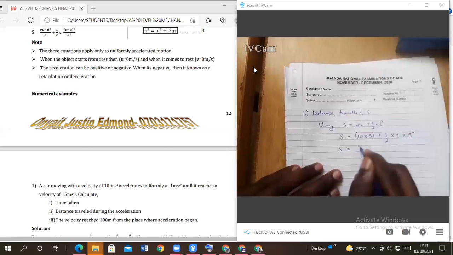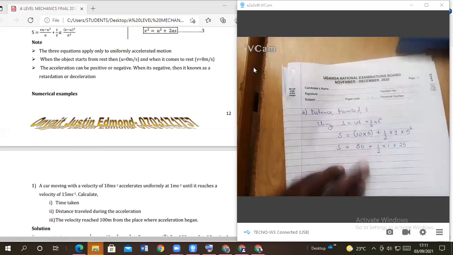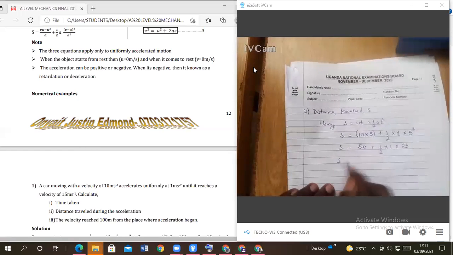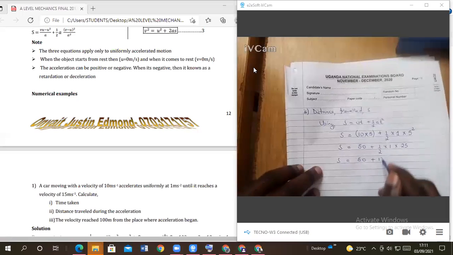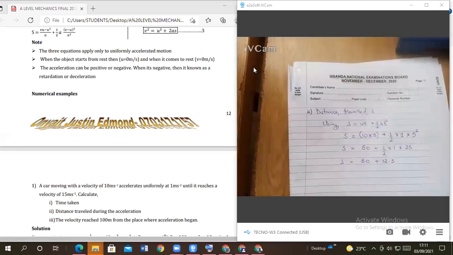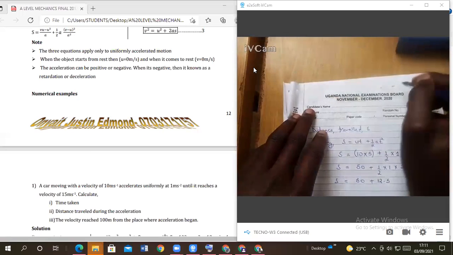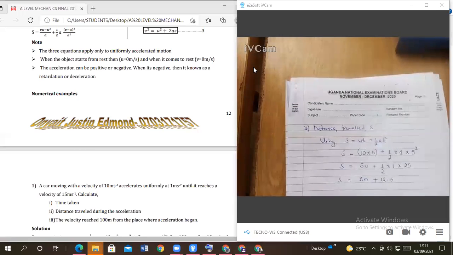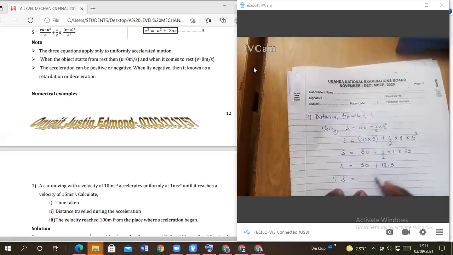So s equals 50 plus half times 1 times 25. So s is going to be equal to 50 plus 1 times 1, I don't want you to waste time like you are still in primary or senior 1 or senior 2. This one you can just do it. 1 times 1 times that, 25 divided by 2. That one will give us 12.5. And also take note of how you put a decimal point. Some of you put a decimal point like that. Make sure that is a point. It should not look like a dash. Therefore, our s is equal to 62.5 what?